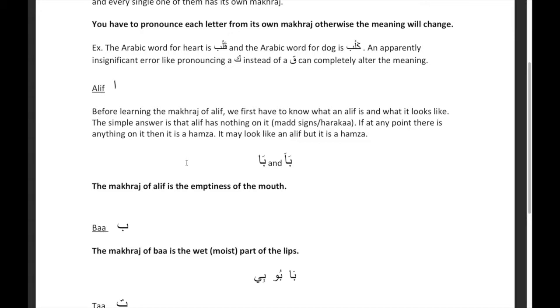As for the sound alif makes, here this would be pronounced ba. Ba has a different makhraj. However, when you're pronouncing this, the sound that comes at the end is the alif, and the sound is the emptiness of the mouth, because you cannot make the sound without opening your mouth. And when you open your mouth, the space that you create inside your mouth, that's what's called the emptiness of the mouth.